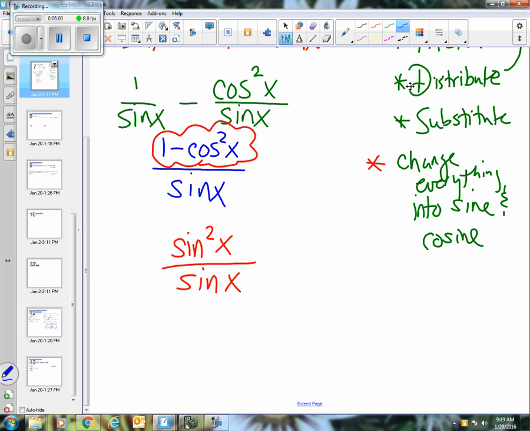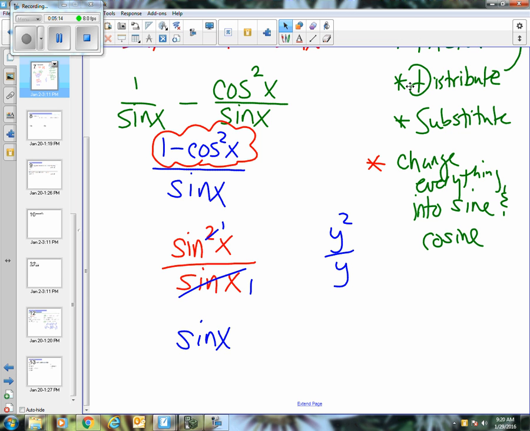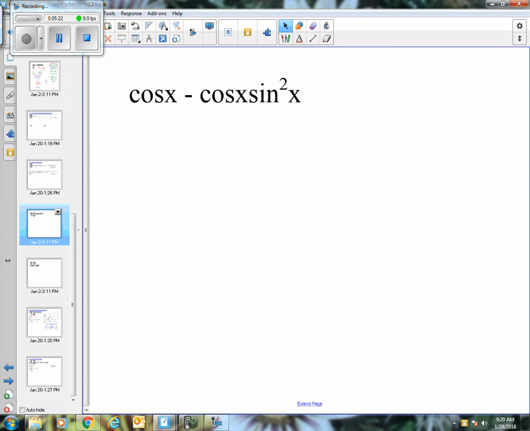Even if I couldn't reduce it, it would still be better because I only have one function. So sine squared over sine is just like saying y squared over y. I can take out a factor of sine, and I'm left with sine of x. So it's a really great example to show we can cycle back to the same strategies again and again, that substitution, doing operations to solve. Okay, we're going to do two more here quick to finish up our day 2.